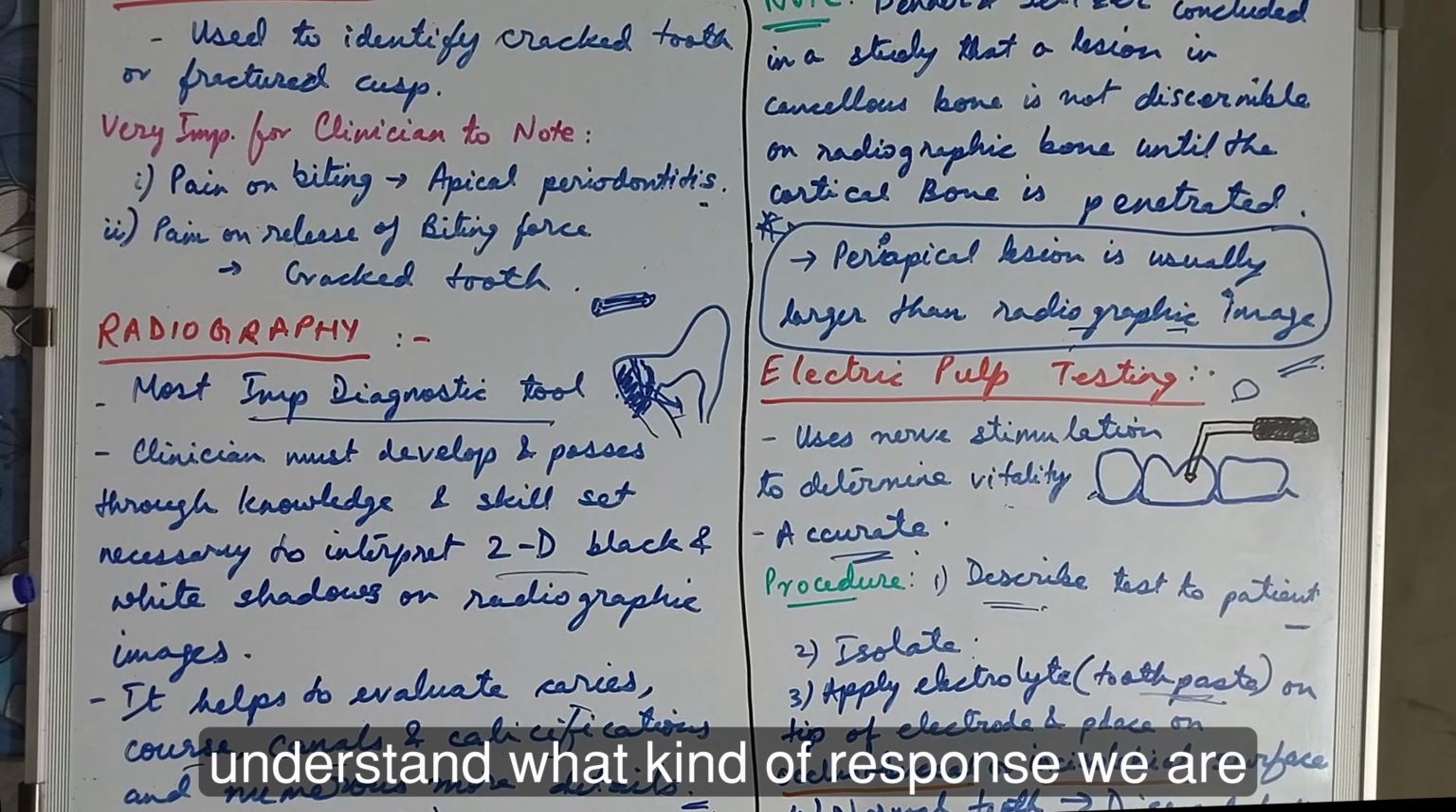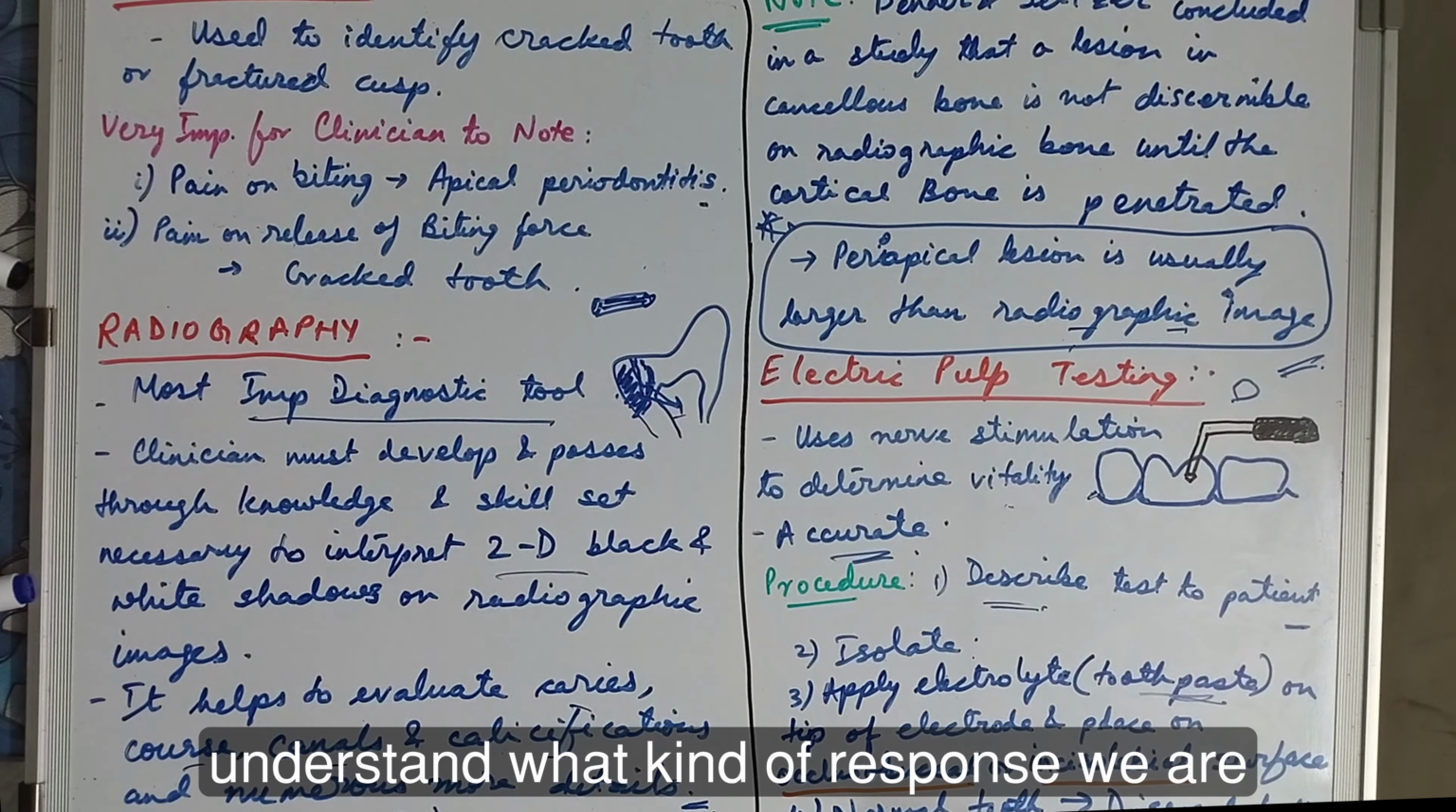Two types of thermal tests are there, the heat test and the cold test. Here, a hot burnisher or GP stick is used, and in the cold test, the tooth is sprayed with ethyl chloride, which evaporates rapidly, eliciting a response.